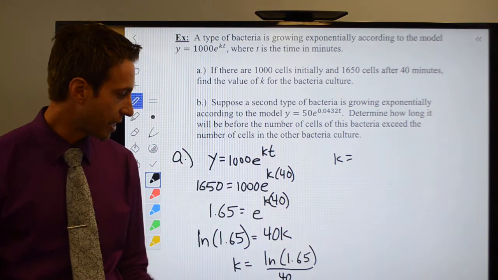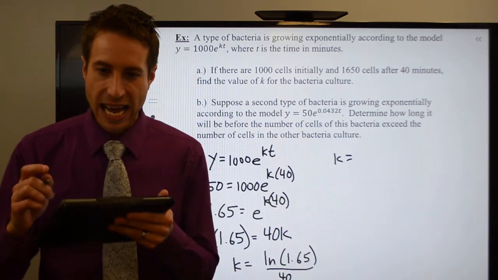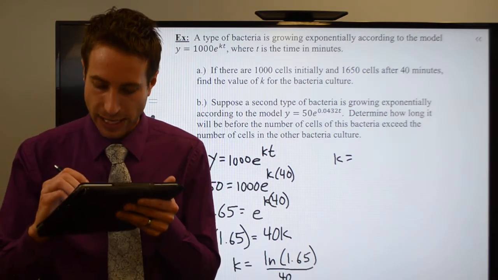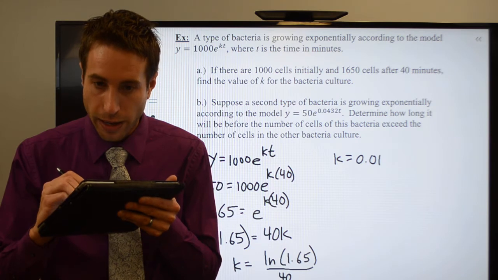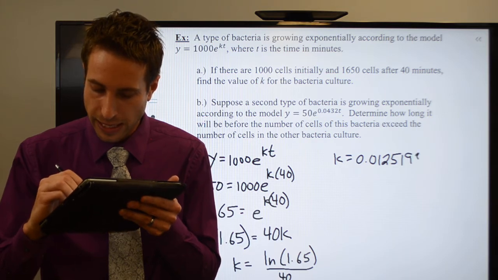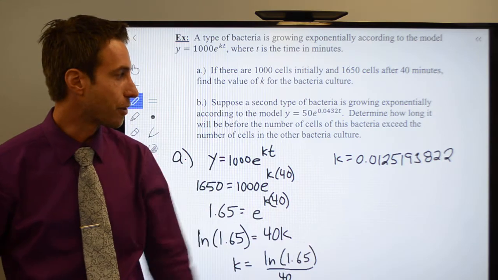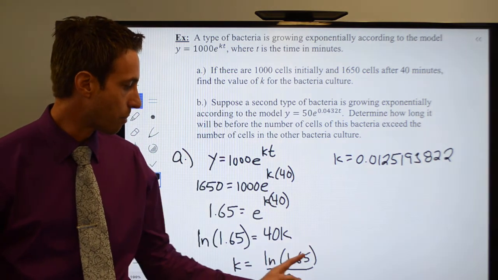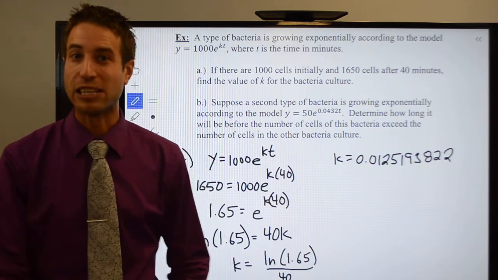All right, so let's do that. You plug this into your calculator, take the ln of 1.65, divide that number by 40, and here's what I get. Don't lose any of your decimal places. 0.0125193822, right? That's what I get for the value of k if you do ln of 1.65 and then divide by 40. Now, here's the interesting thing.